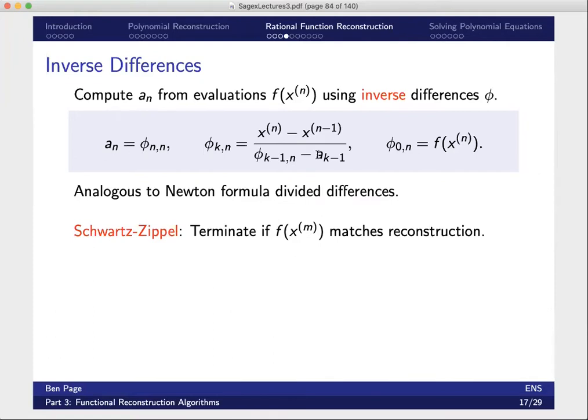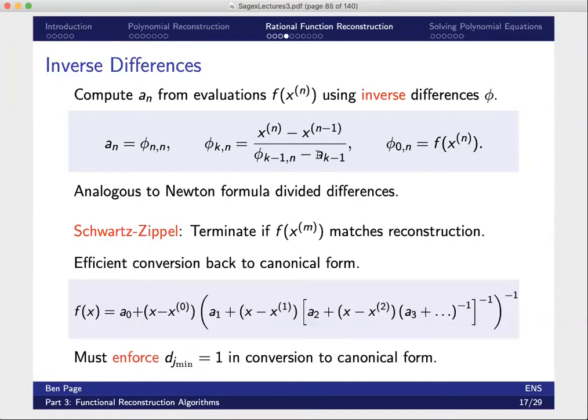And we have the exact same argument about when we should stop. We just take the function, evaluate it on a new point, and compare this, i.e. subtract it from the reconstructed function at that point, and see if we get zero.